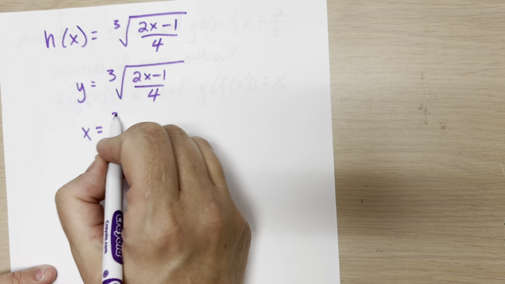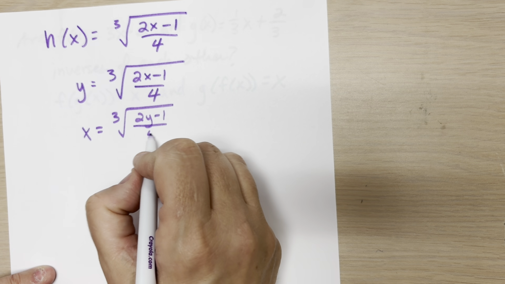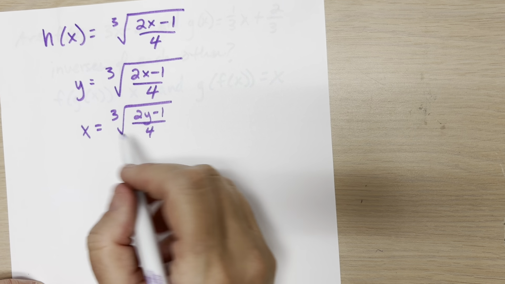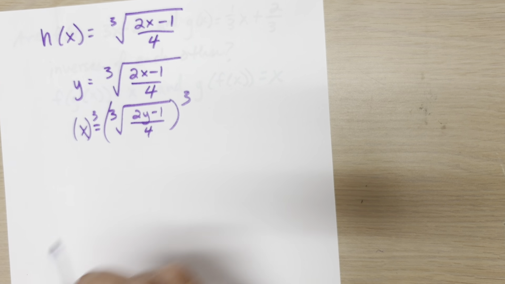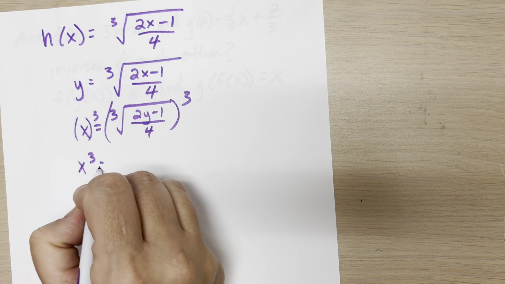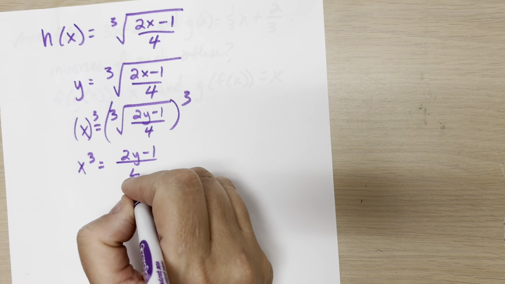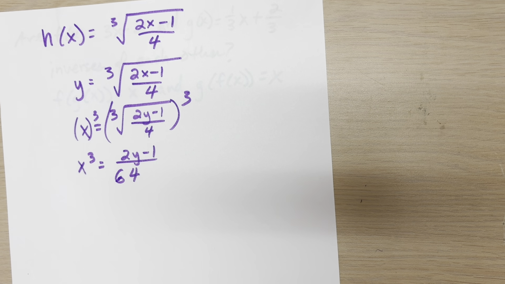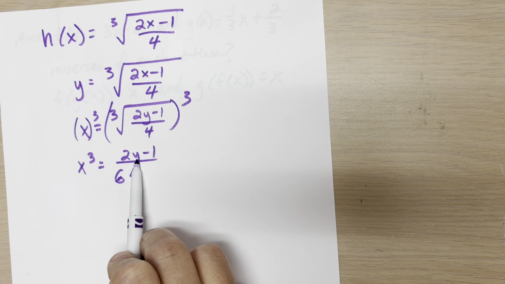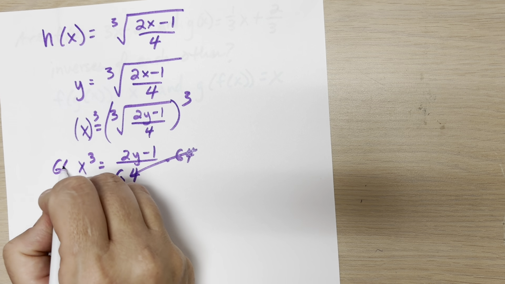Next, I'm going to switch the x and y's in the equations. Then I want to get rid of this cube, so we're going to go ahead and cube both sides. So I have x cubed equals (2y minus 1) over 4 cubed, 64. Ooh, I almost got tricked. All right, I'm trying to get this y by itself, so I have to multiply by 64 on both sides.